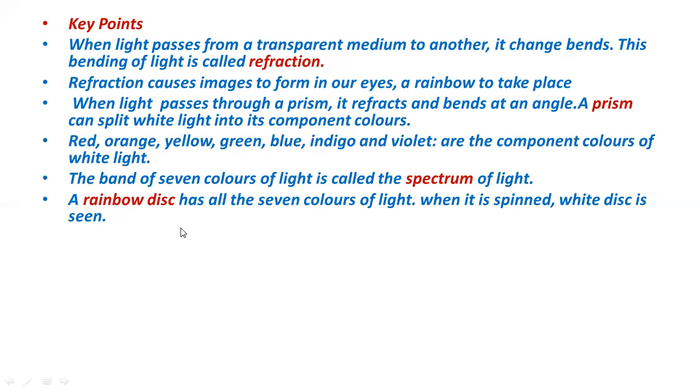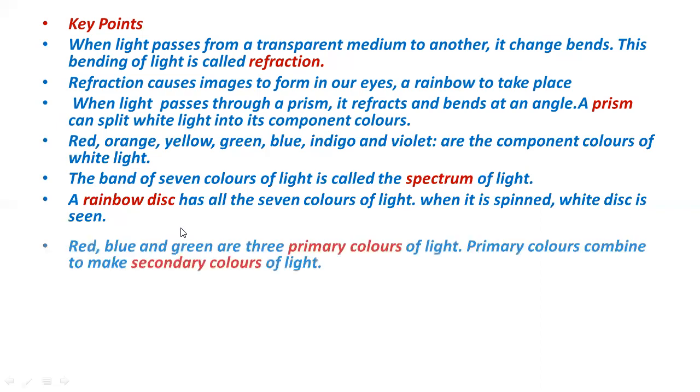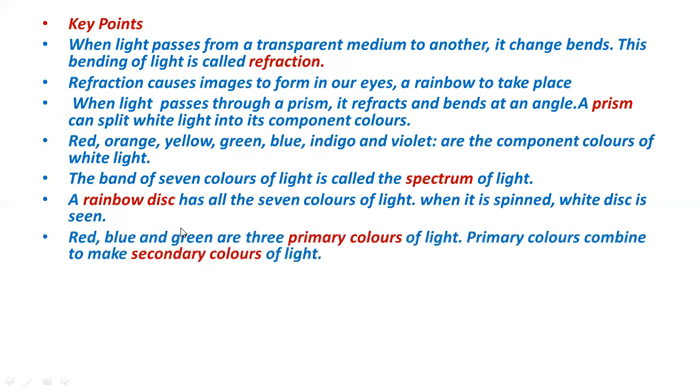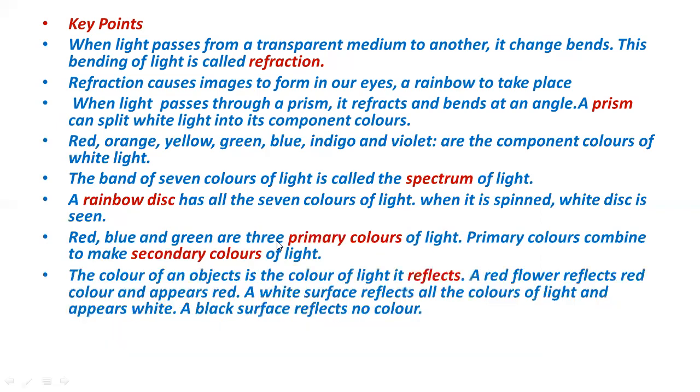That was one of our activities in which we used different colored papers on the disk, and when we rotate it, the disk looks white. The reason is that all the colors are mixed together and form a secondary color, which is white. Red, blue, and green are the 3 primary colors, and they combine together to give us secondary colors of light. Cyan, magenta, and white, I told you, are the secondary colors.